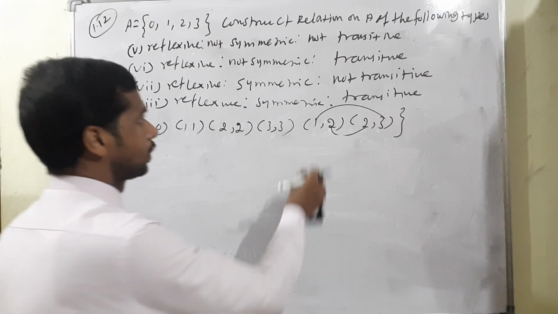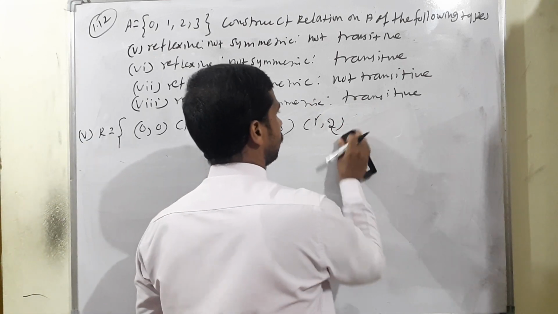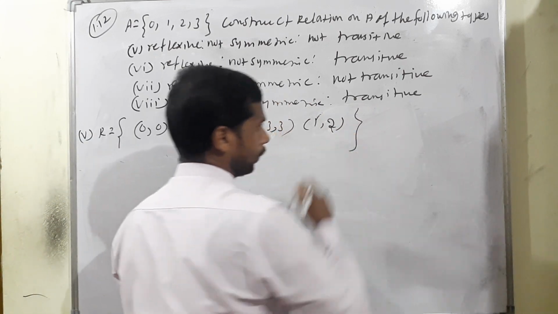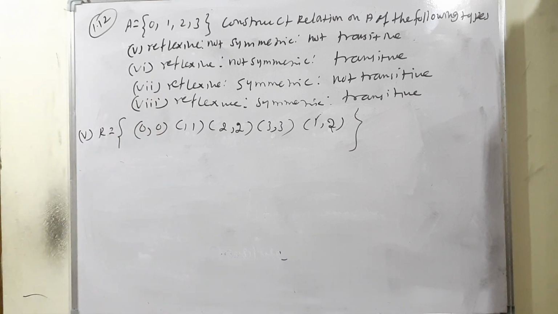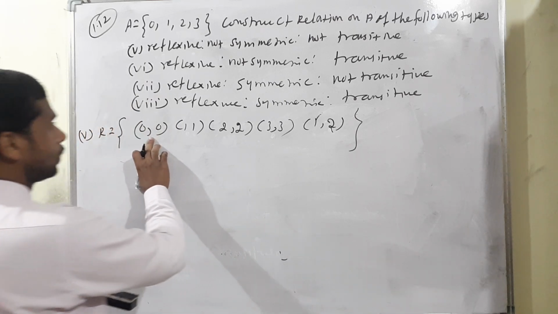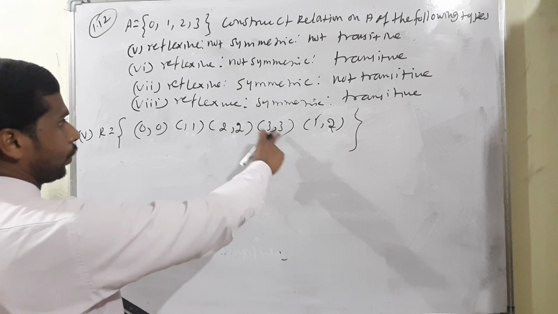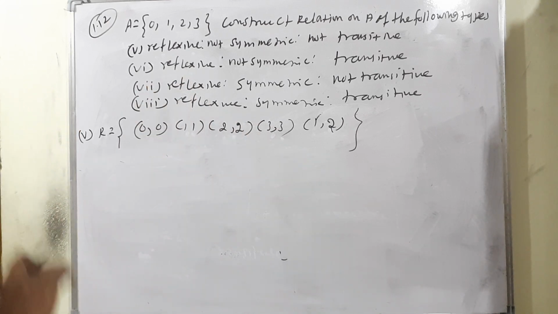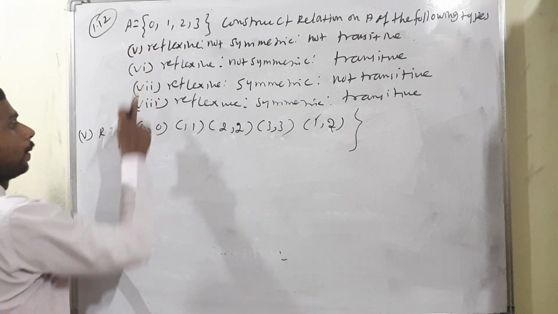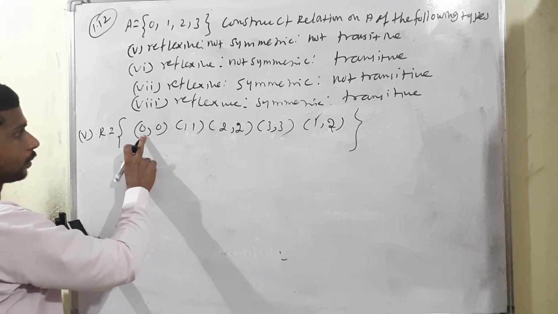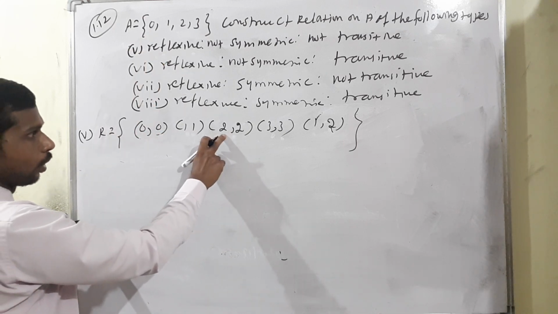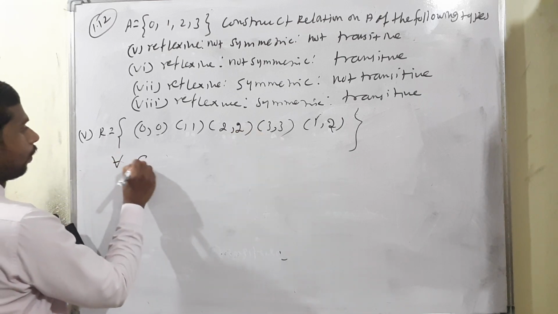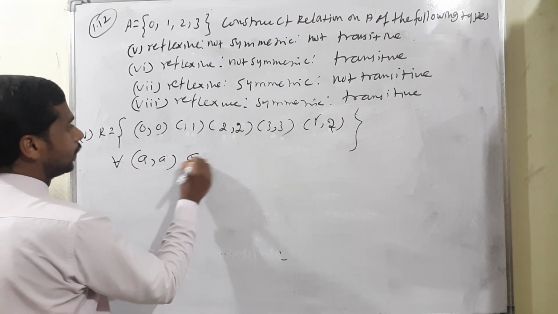So subdivision 6, I will delete 2 comma 3. I have included, along with reflexive, one more pair, 1 comma 2. Why have I taken 0 comma 0, 1 comma 1, 2 comma 2, 3 comma 3? Subdivision 6 also, it is given clearly: reflexive. Reflexive means each and every pair A comma A will be included. That's 0 comma 0, 1 comma 1, 2 comma 2, 3 comma 3. Therefore all A comma A belong to R.